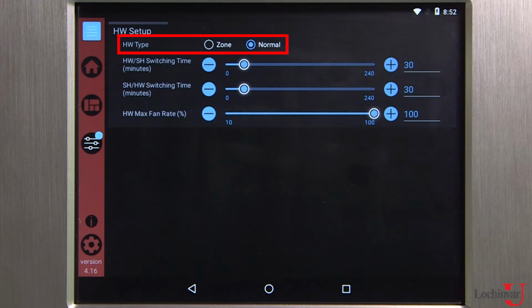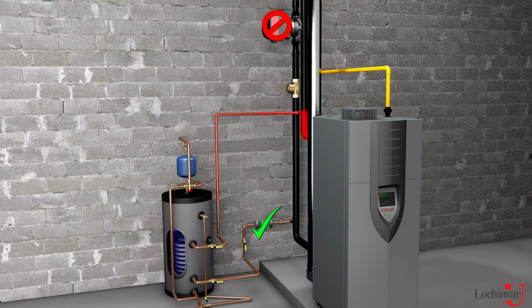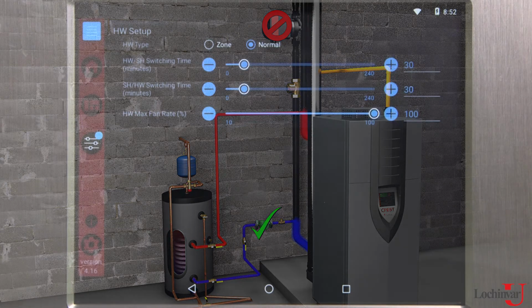There are two modes of operation for HW. In normal mode, when an HW demand begins, the control will start the HW pump, turn off the boiler pump if it's running, and modulate to bring the outlet temperature to the HW boiler set point. The maximum firing rate may be limited in this mode if desired.